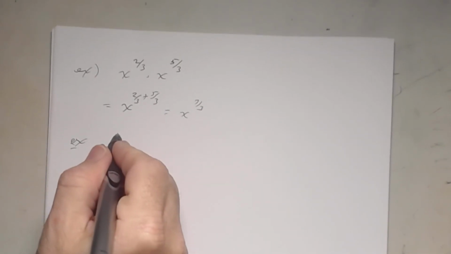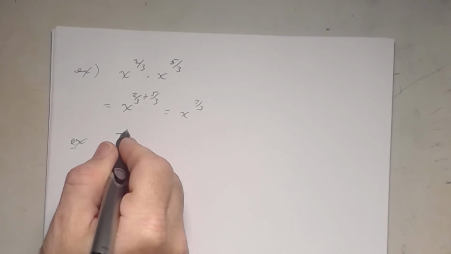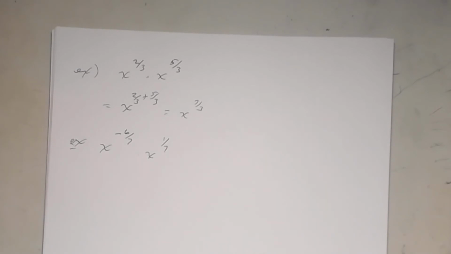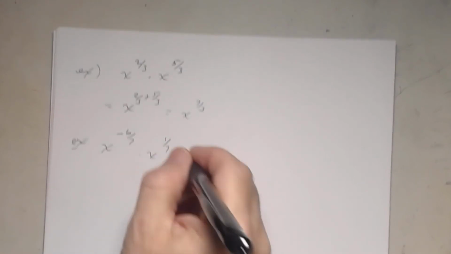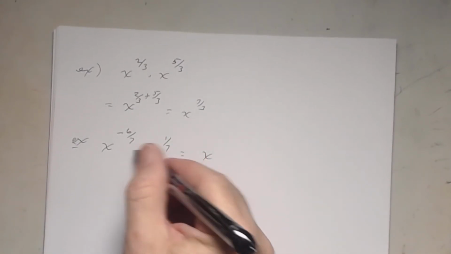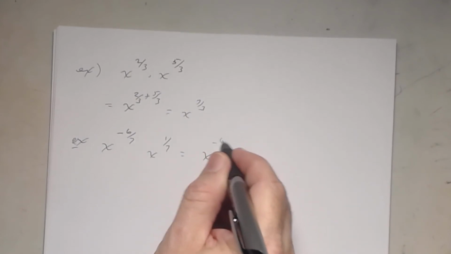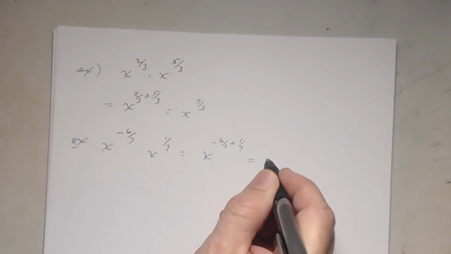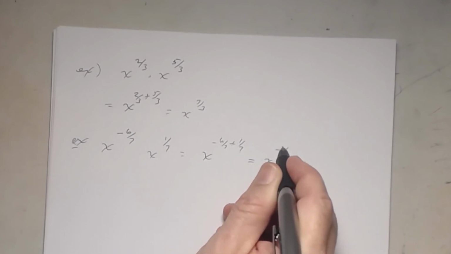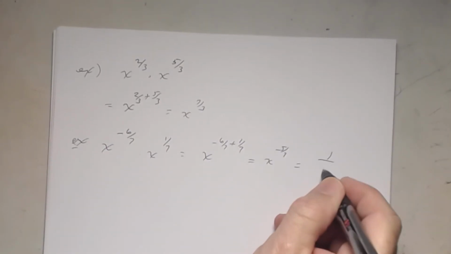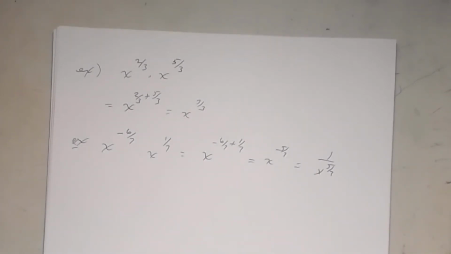Okay? What about if you had this one? x to the negative 6/7 times x to the 1/7. So you're multiplying like bases, so using the product rule. Multiply like bases, you add exponents. So that's negative 6/7 plus 1/7. So that's x to the negative 5/7. But the direction says write using positive exponents. So the answer is 1 over x to the 5/7. Okay, all right. So that's the product rule.